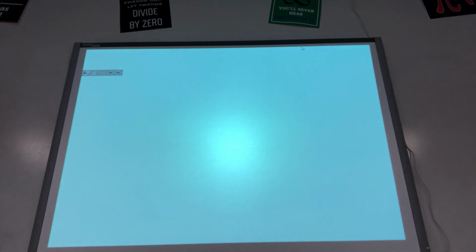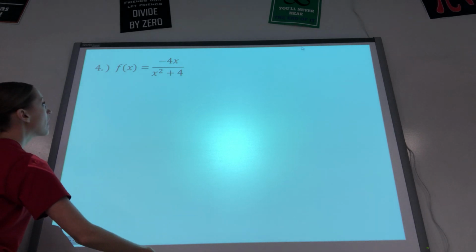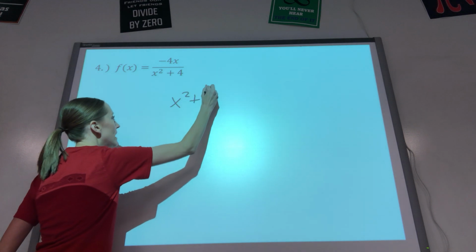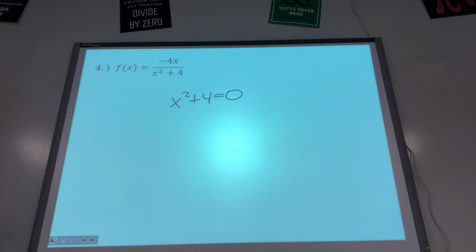Okay, so a couple more of these. Example 4, f of x equals negative 4x all over x squared plus 4. Same steps here. I'm not going to rewrite the steps, but first thing to do is set the bottom equal to 0, solve it for x.